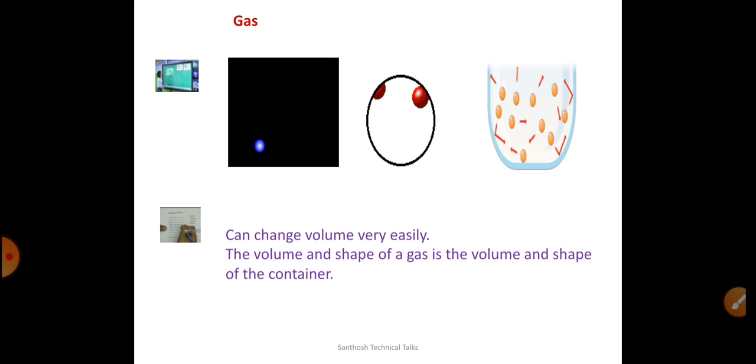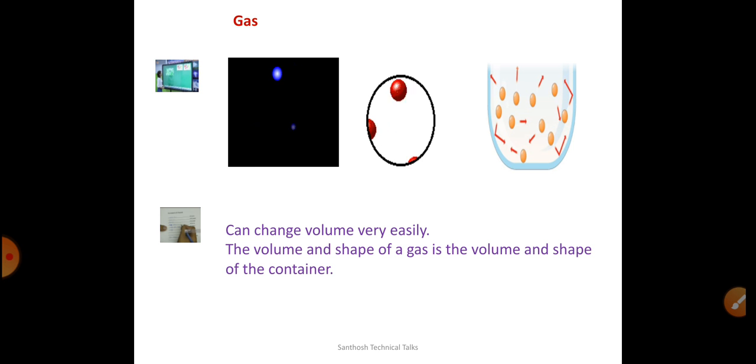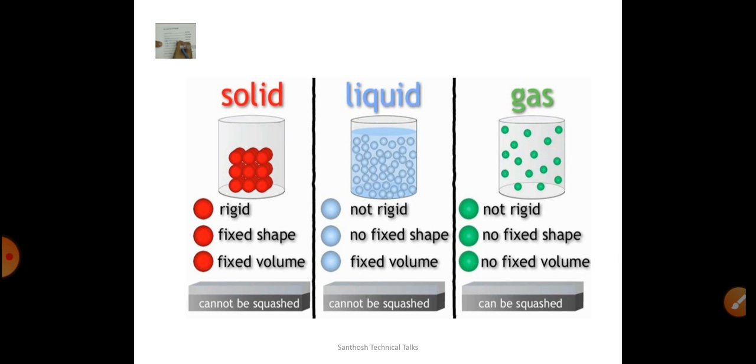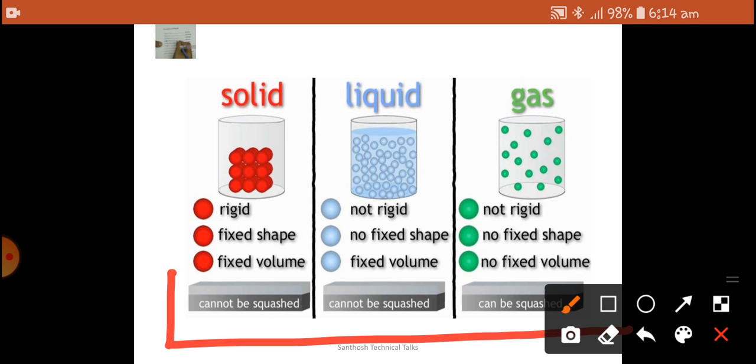Whereas the gases can change the volume very easily. The volume and shape of the gas is the volume and the shape of the container it is being converted into. Okay, so here, the difference between the solid, liquid and gas, you have to notice this.